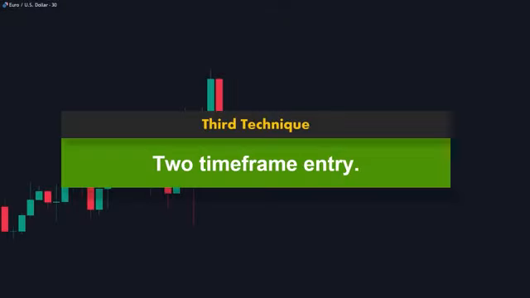Number 3. Two time frame entry. In this trading setup, we use two time frames to enter the trade. We perform most of our analysis on a higher time frame, such as 1 hour, and then zoom into a lower time frame, like 15 minutes or 5 minutes, to find confirmation and enter the position. Let me show you how.